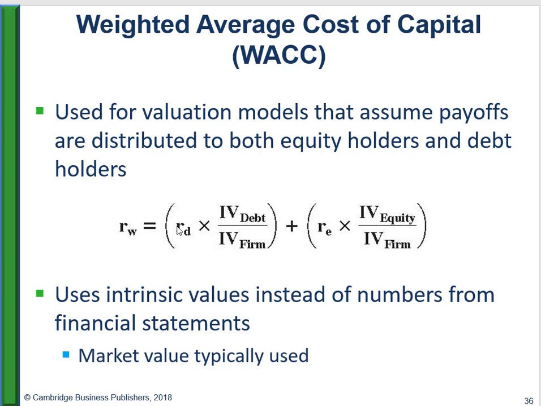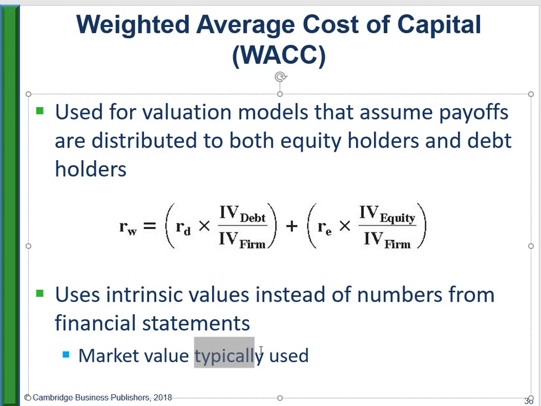That's going to be set equal to R_D, our cost of debt, times the percent of the total firm that's comprised of debt. So you take the intrinsic value of our debt, which you can get from the balance sheet, divided by the intrinsic value of the firm, plus the cost of equity times the intrinsic value of the equity divided by the intrinsic value of the firm. We can get those numbers from the balance sheet, or we can get them from the market value. If we get them from the market, which is what would be typical, we're going to use the quoted market price for equity.